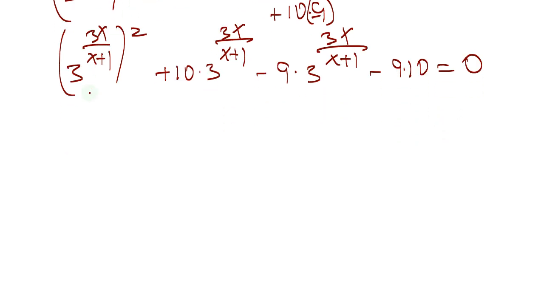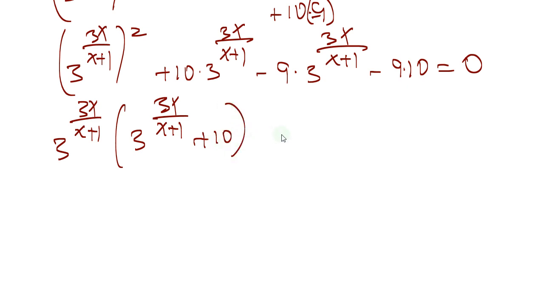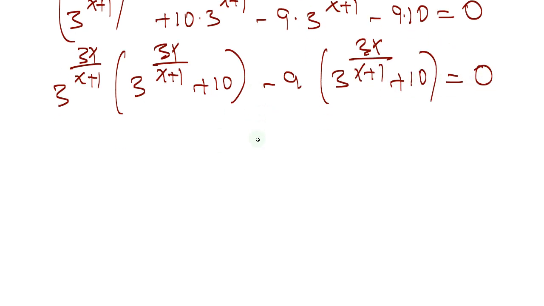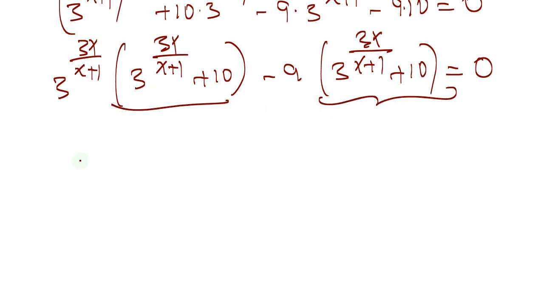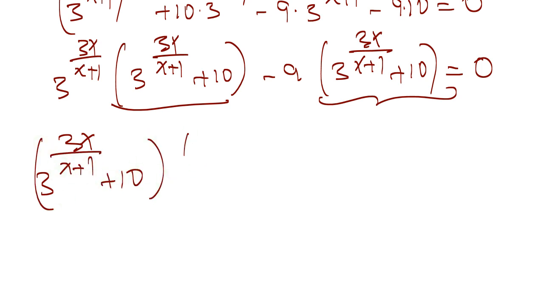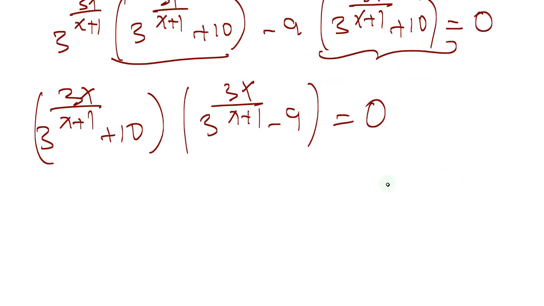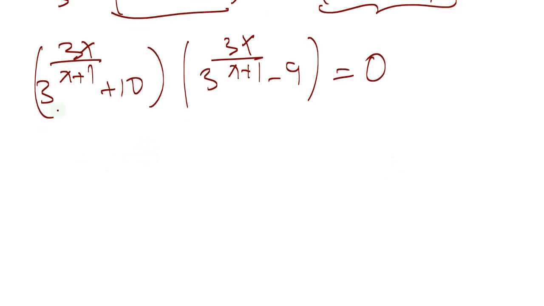Okay, so from here we're going to factor out 3 to the 3x over x plus 1, which will multiply 3 to the 3x over x plus 1 plus 10, close brackets, minus 9, which multiply 3 to the 3x over x plus 1 plus 10. This is 0. So now we have something in common here, which is this one here and this one here. Factor out this one here. We have then 3 to the 3x over x plus 1 plus 10, which multiplies 3 to the 3x over x plus 1 minus 9, and then this is 0. Cool.